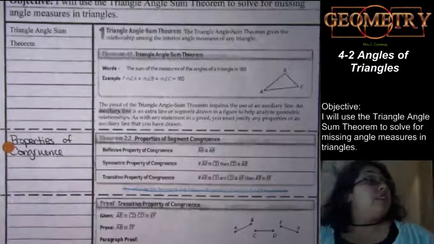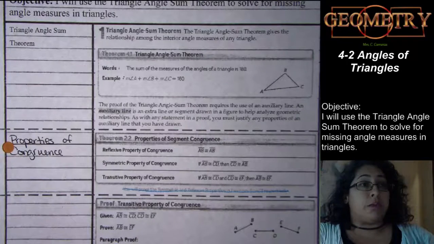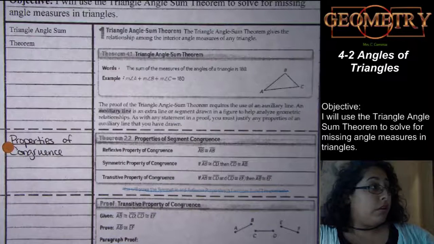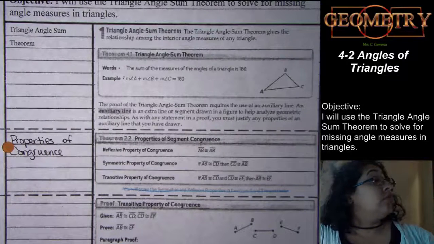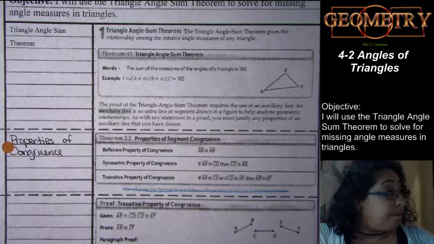Simply put, it says that if you have a triangle and you add up all the measures of the angles inside the triangle, you're going to end up with 180 degrees when you add up the measures of those angles inside the triangle. Right? That's what it says.